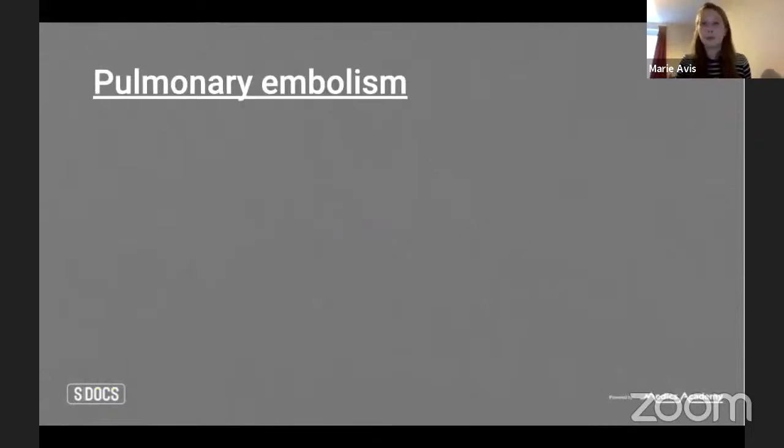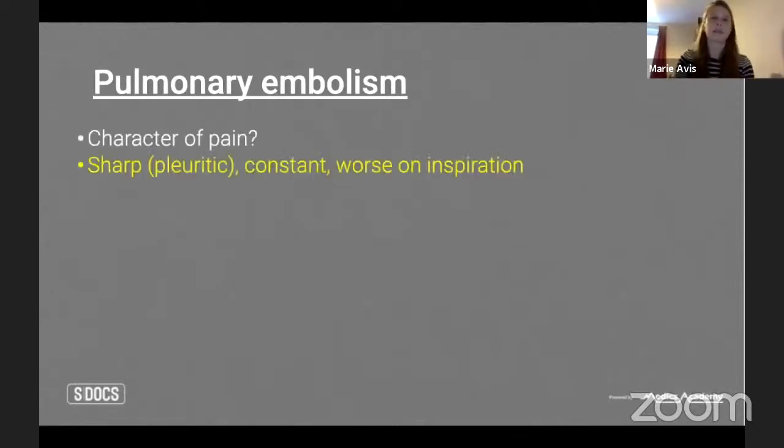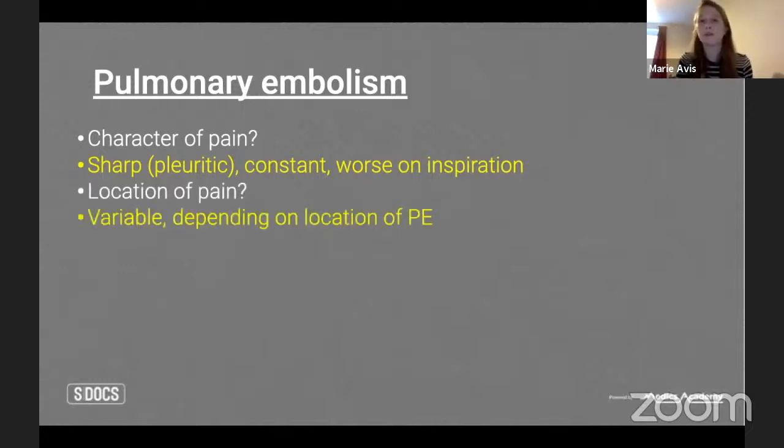Now, if we move on to a PE, pulmonary embolism, I've picked the same 4 questions just to prove how easy it is. So the character of the pain for a pulmonary embolism. Classically, sharp and pleuritic. Your patients won't tell you that it's a pleuritic pain unless they're a medical professional, but they'll often say, you know, it's quite a sharp pain that's quite constant, and it's worse when they breathe in. Location of the pain. This is variable depending on the location of the PE and what it's affecting.